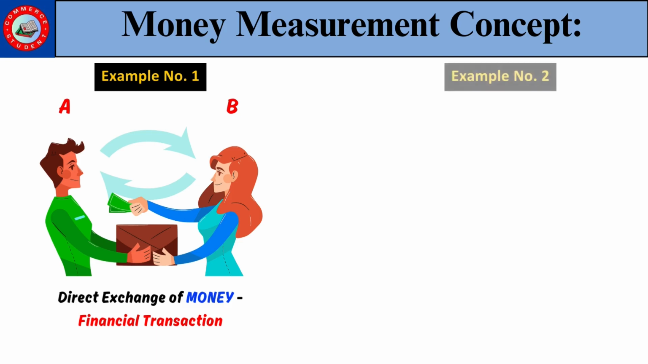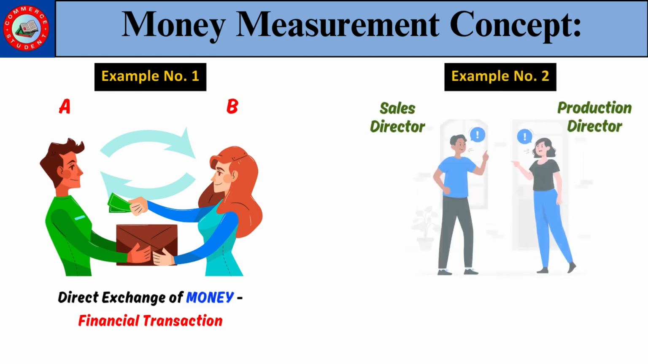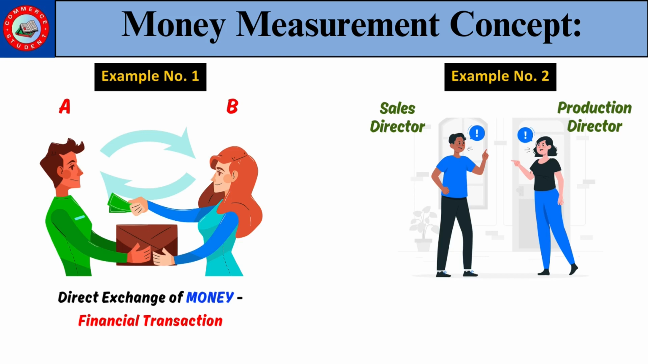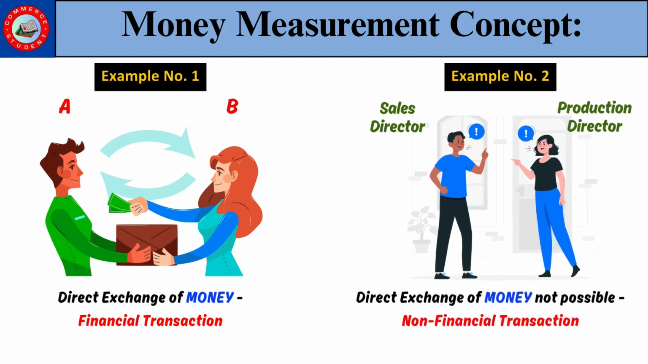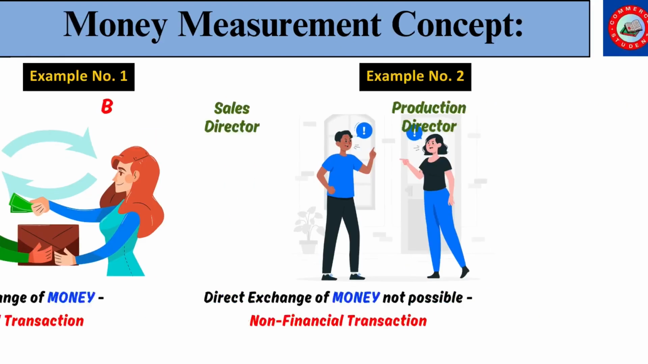In our second example, we see a scenario where the sales director of a company is not on speaking terms with the production director. As a result of this situation, the company is bound to suffer, but its impact cannot be measured in money, as it does not involve a direct exchange of money. This is a non-financial transaction.